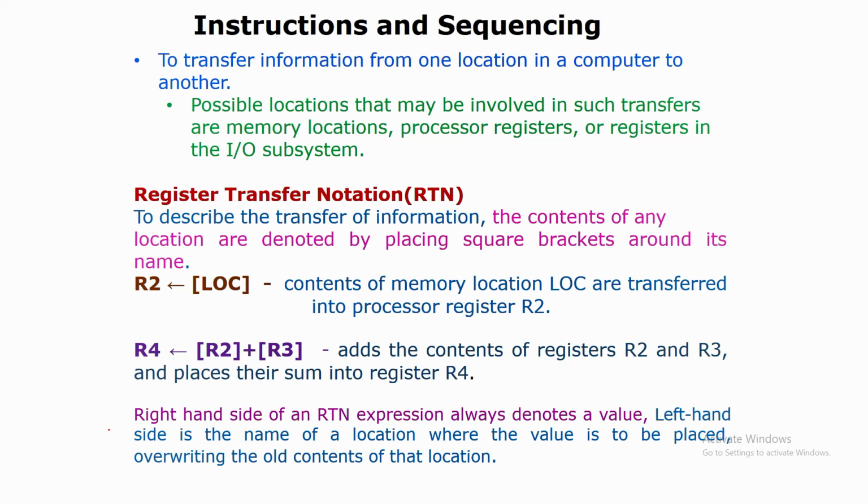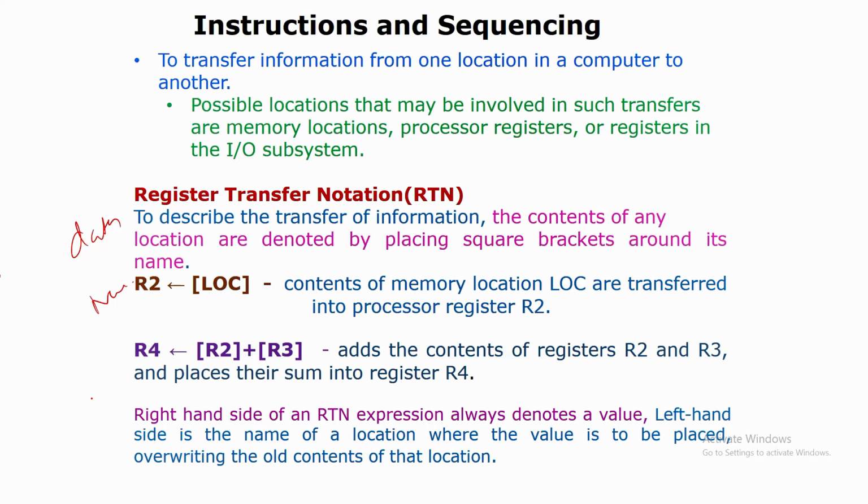The processor must support four fundamental categories of operation. The first is data transfer. Data transfer means moving data between memory locations, processor registers, that is, the general purpose registers, and IO devices.